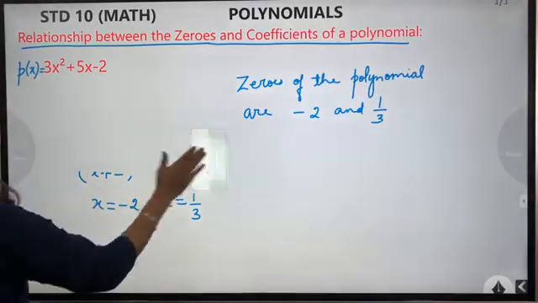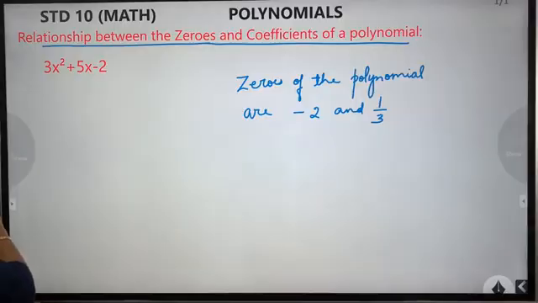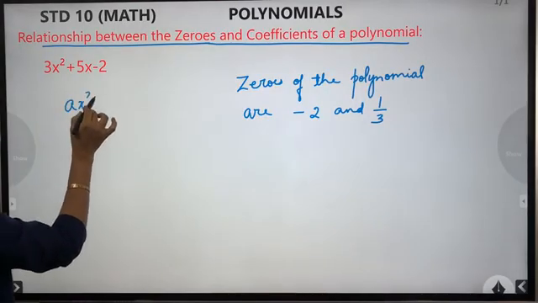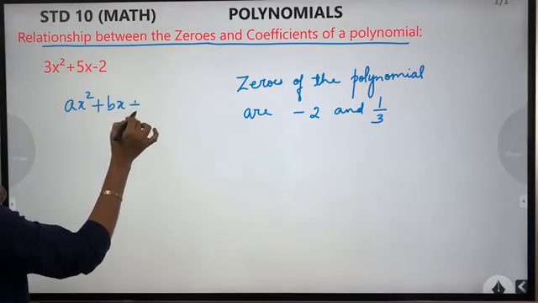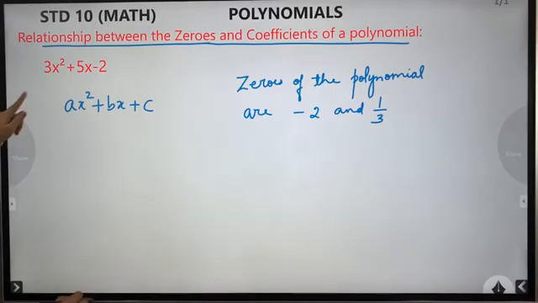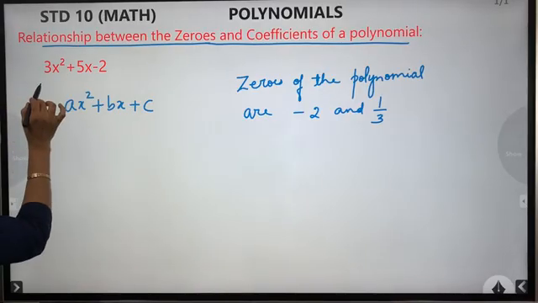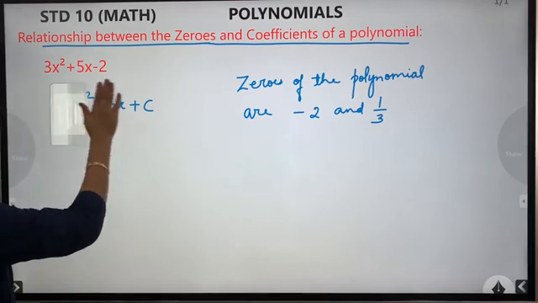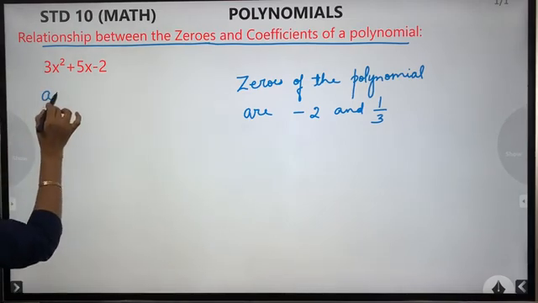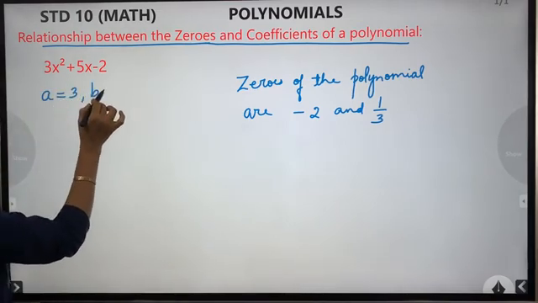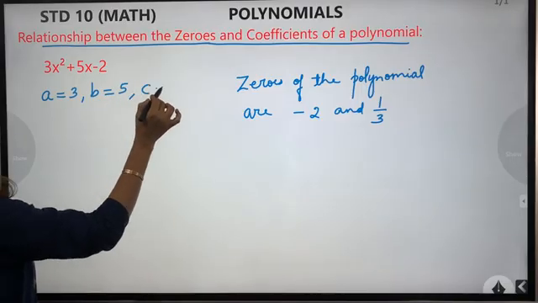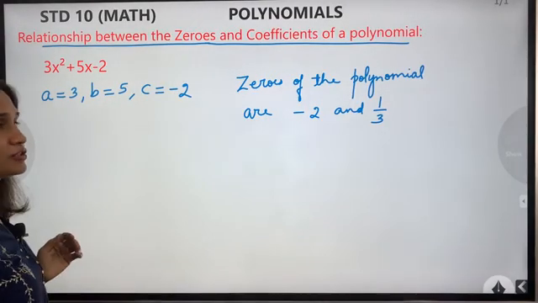Now when you have the polynomial in front of you, children, isn't it of the type ax square plus bx plus c, that is a quadratic polynomial? In that, you know the value of a is how much, children? Value of a is 3. So I will put it over here. Value of a will be 3, value of b will be 5, and value of c is going to be minus 2, that is the constant.